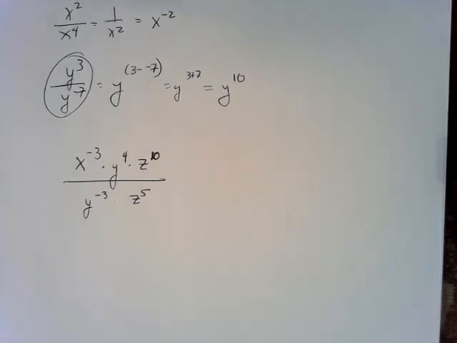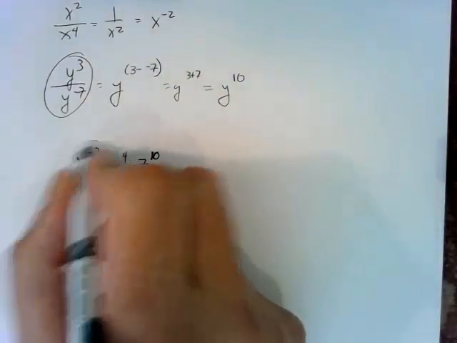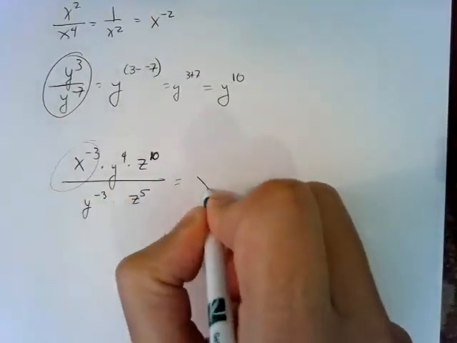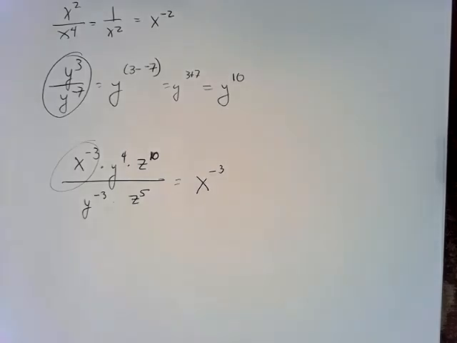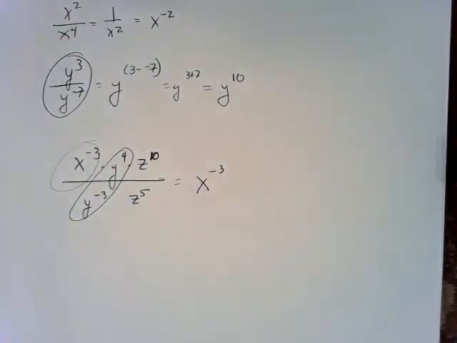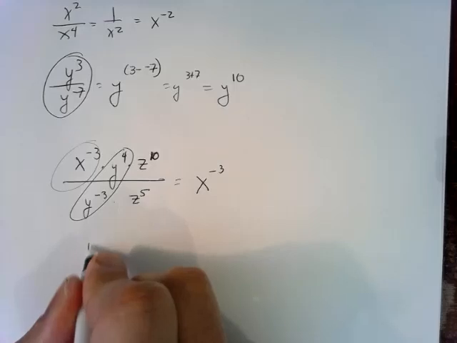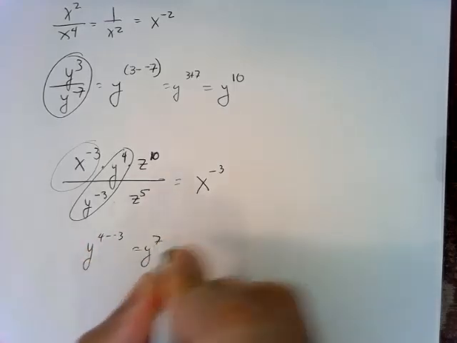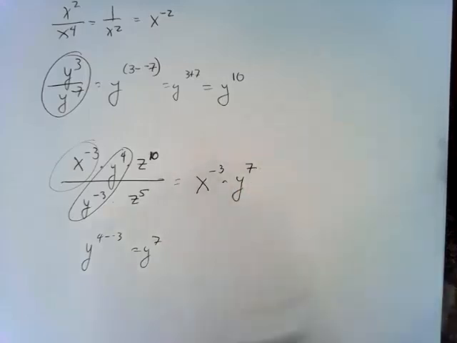Okay, hopefully you've paused your video. If you haven't paused it and you're not done yet, you might want to pause it. In this case, we see that there is no x in the denominator, so we're just going to let that float and say that's x to the minus 3. Then we deal with the y's. Y to the fourth divided by y to the minus 3 would be 4 minus minus 3, which is y to the 7th. So our next term would be y to the 7th.